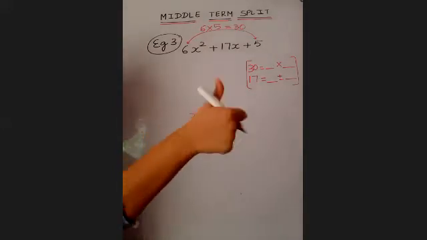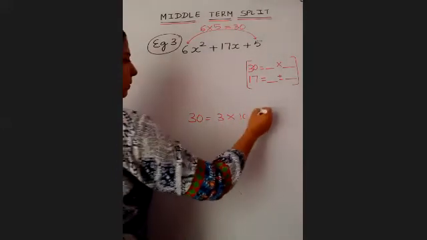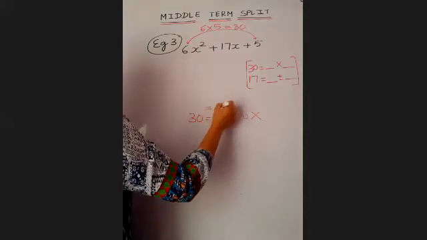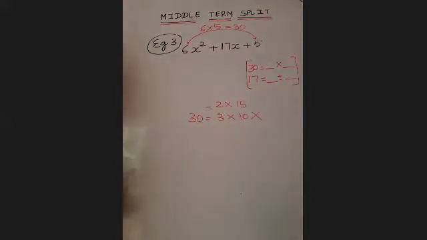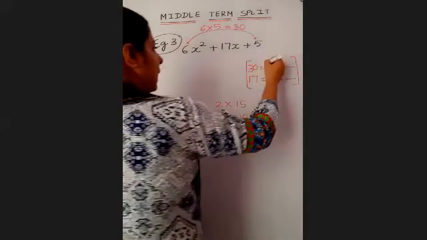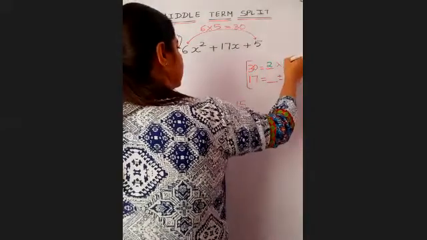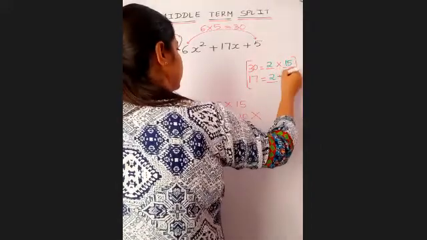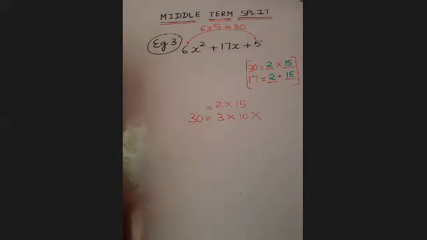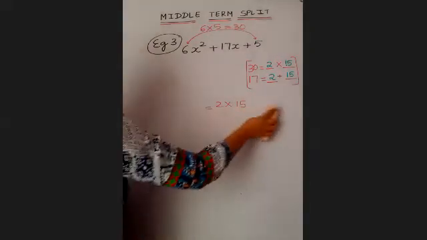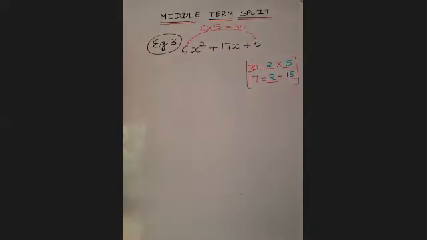No, ma'am. 15 into 2. 15 into 2 is 30. And 2 plus 15 is 17. Okay, beta. Yes, ma'am. So let us do the first step.